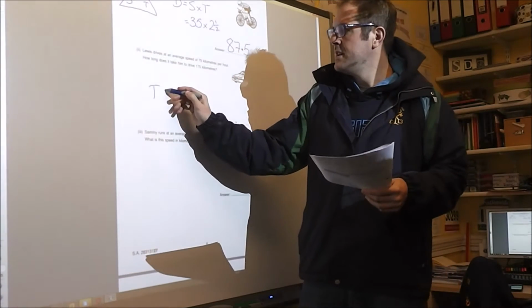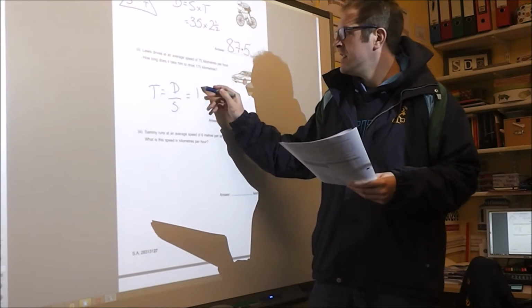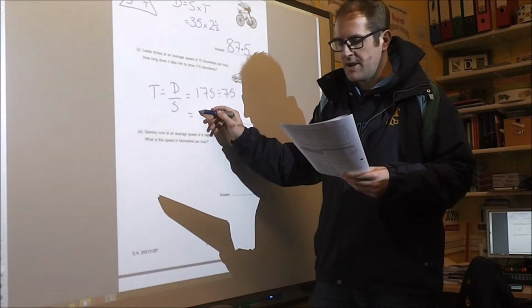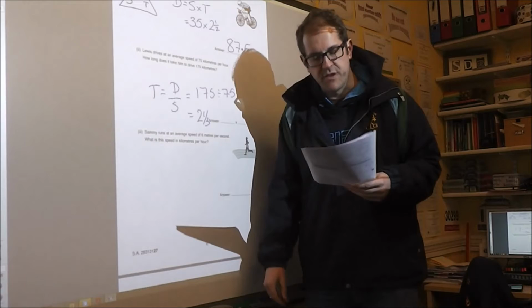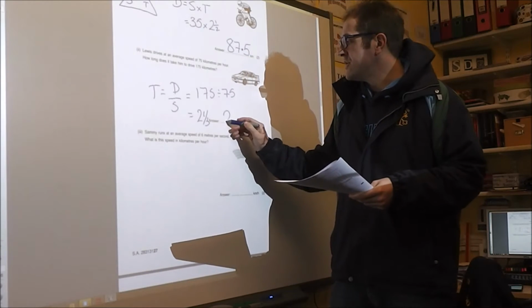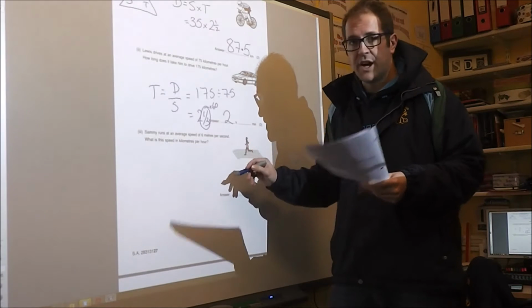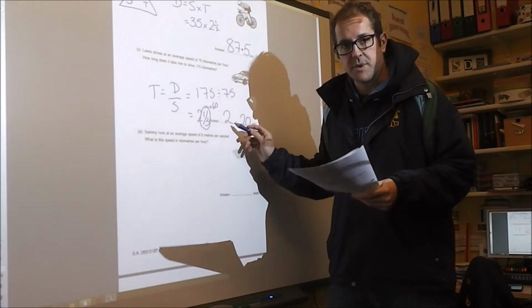Part 2 is time, which is distance divided by speed. So you do 175 divided by 75, which gives you 2 1/3. 2.3 recurring, which is 2 hours, and then a third of 60 is 20. So it'll be 2 hours and 20 minutes for that.